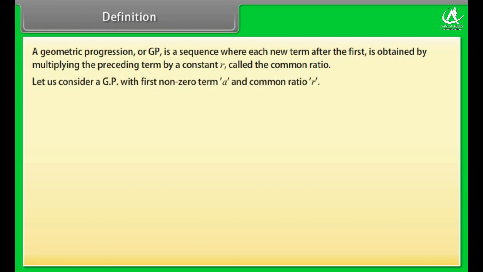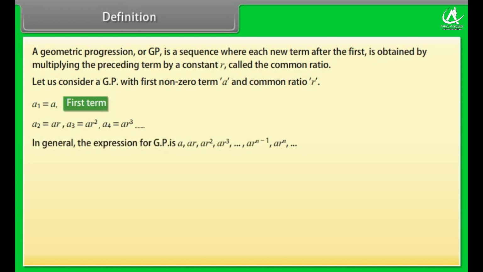Let us consider a GP with first non-zero term a and common ratio r. a1 is equal to a, a2 is equal to a into r, a3 is equal to a into r square, a4 is equal to a into r cube, and so on. In general, the expression for GP is a, a into r, a into r square, a into r cube, up to a into r raised to power n minus 1, a into r raised to power n, and so on, where r is equal to an by an minus 1.